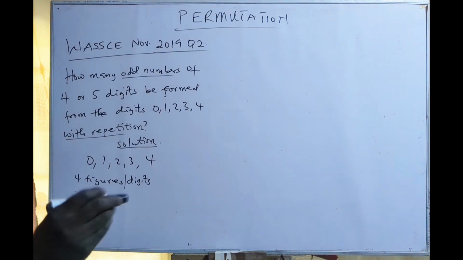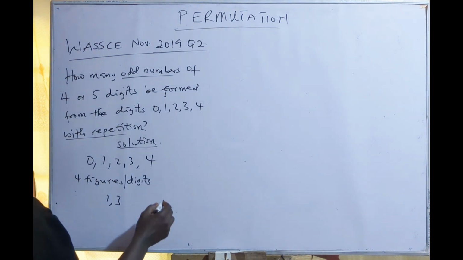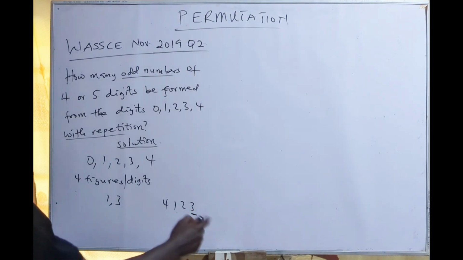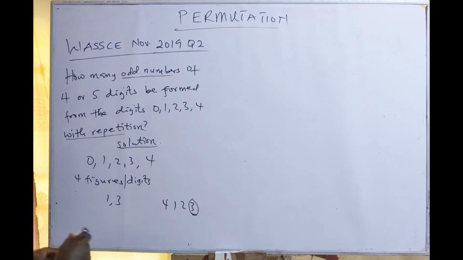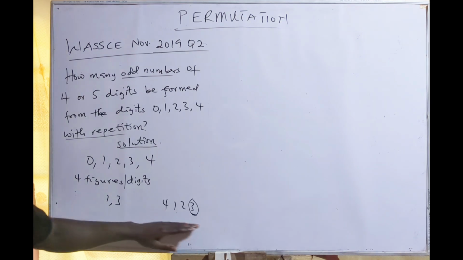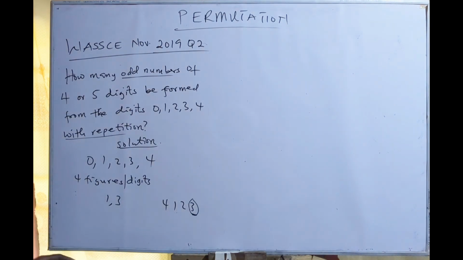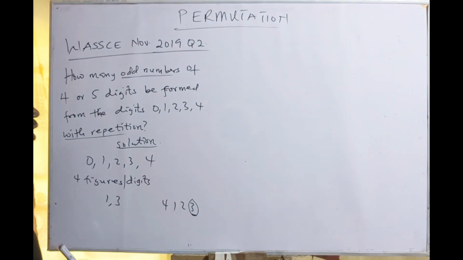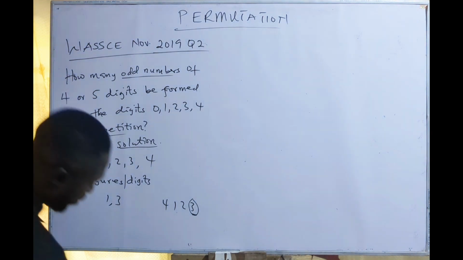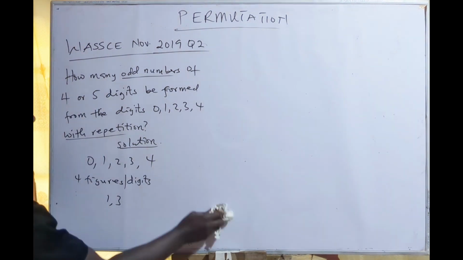So if I form a number like 4, 1, 2, 3, this is odd because the last digit here is an odd number, so it makes the whole number odd. If the last digit is ending with 1, it also makes the whole number odd. So that's what we are talking about. So there are two odd digits here.